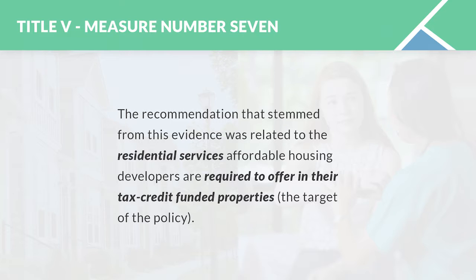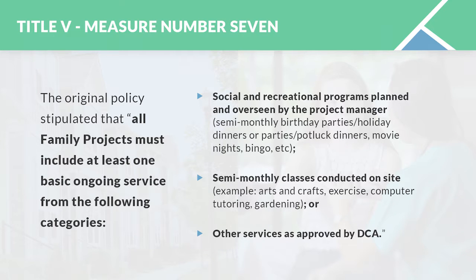The recommendation that stemmed from this evidence was related to the residential services affordable housing developers are required to offer in their tax credit-funded properties, which was the target of the policy. The original policy required developments to offer specific programs and services to residents in order to be eligible for tax credit financing. You may notice that the policy language here does not include any educational programming around healthy behaviors beyond a semi-monthly exercise class. The research team realized this was an intervention point where health could easily be added to the existing list of eligible programs and services.